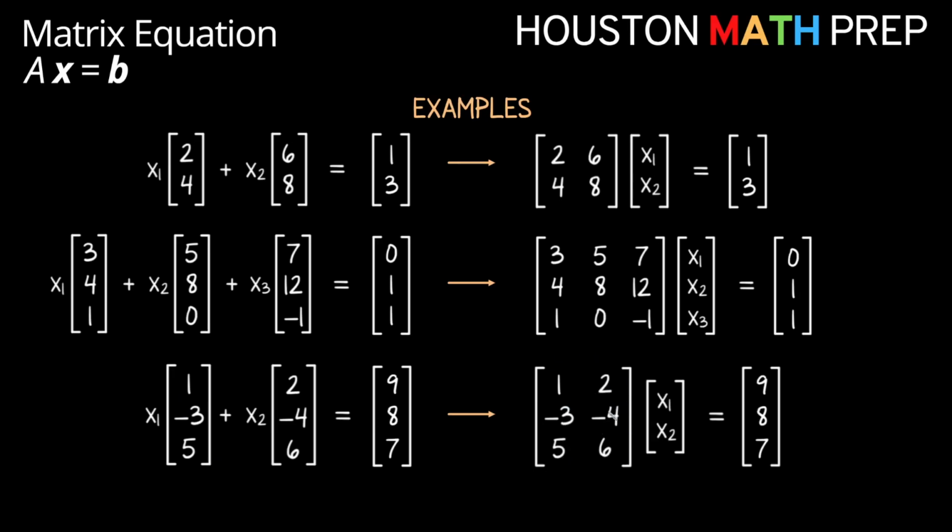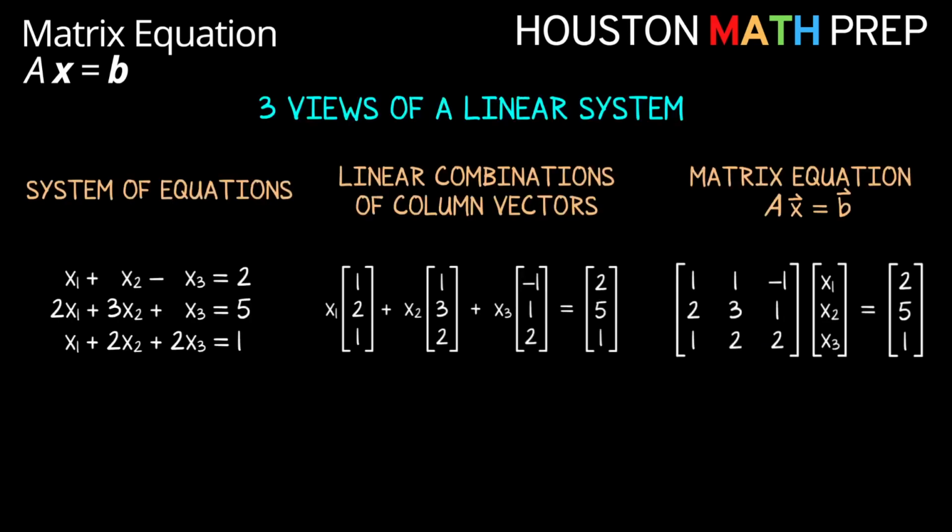This is our matrix A times our vector with our x scalar components in it, equal to our vector b still on the right side. So really, in our linear algebra video series so far, we have three different views of how to represent a linear system of equations. The first one, of course, just being our system in equation form. We've also talked about how to rewrite this system as a linear combination of vectors.